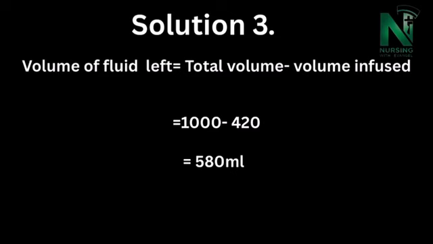580 mL. So that is to say that if an IV fluid of 1000 mL administered at the rate of 60 mL per hour stops at 7 hours, the amount of fluid already infused is going to be 420 mL, and the amount of fluid left in the IV bag will be 580 mL.